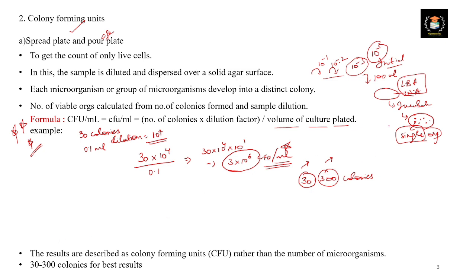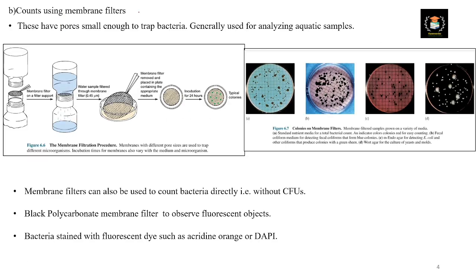So similarly, instead of doing this dilution, plating, and then counting, we can also get the CFU using membrane filters. Okay, membrane filters are nothing but a sheet of paper. They have a certain pore size like this. So when you pass your sample through the membrane filter, your sample will pass through, trapping the bacteria. Okay, the bacteria gets trapped in the pores.